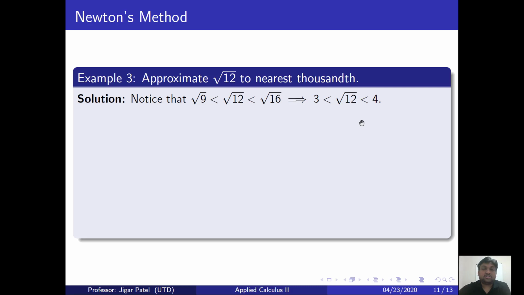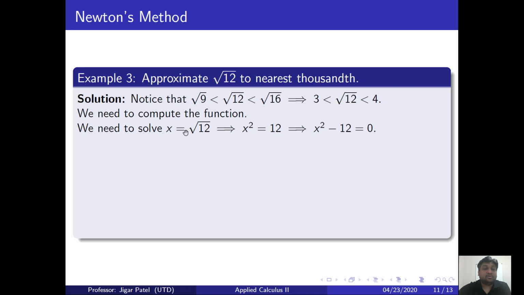Okay, we need to generate the function. You're going to play the same game. I label the square root of 12 equal to x, and then I square both sides. When you square both sides, you get x squared equal to 12. Now shift that 12 over to the left side, you get x squared minus 12 equal to 0, and label that left side as a function. So your f of x is x squared minus 12. Find f prime of x, it's just 2x, fairly simple.